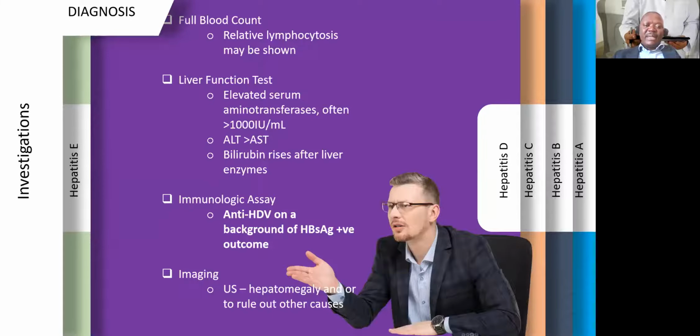On D, the only test that will help is the anti-HDV on a background of somebody who has surface antigen positive outcome. Remember, this virus does not survive without the surface antigen. So important that you recognize that.